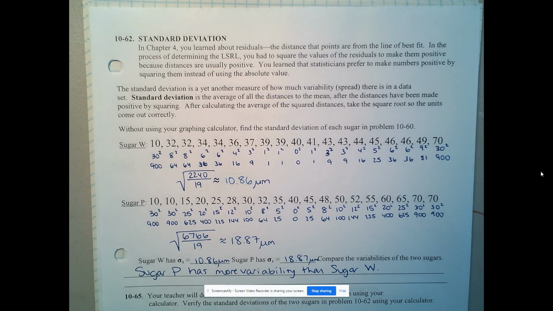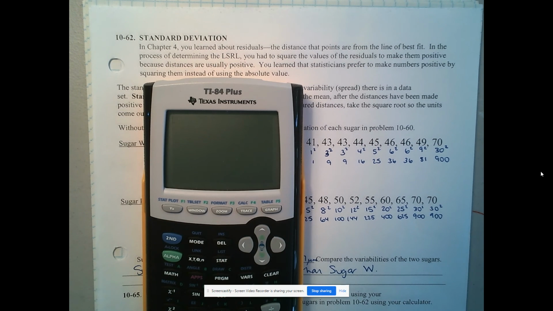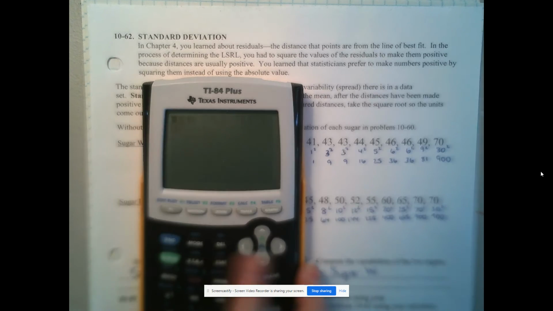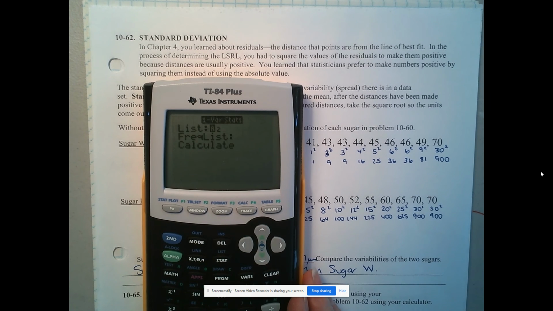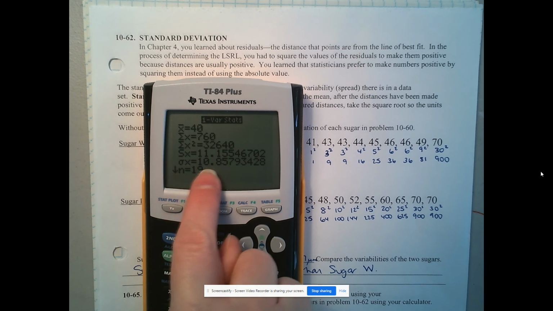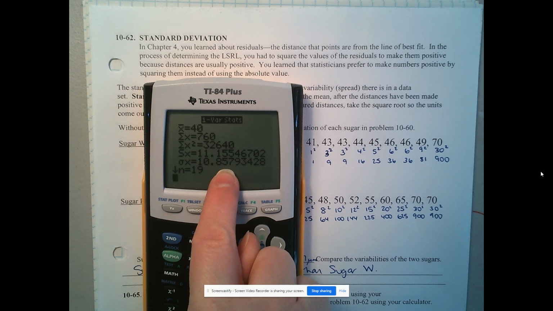Now, how do we do it on the calculator? You may have already noticed that symbol. When we took the graphing calculator, and I still have that same set of data, and we did stat, calc, one variable statistics, I want to do it to list one and calculate. When you did that, you actually found sigma every single time. You just didn't know what the symbol meant. So the standard deviation, you'll notice it's 10.857, which would round to 10.86.